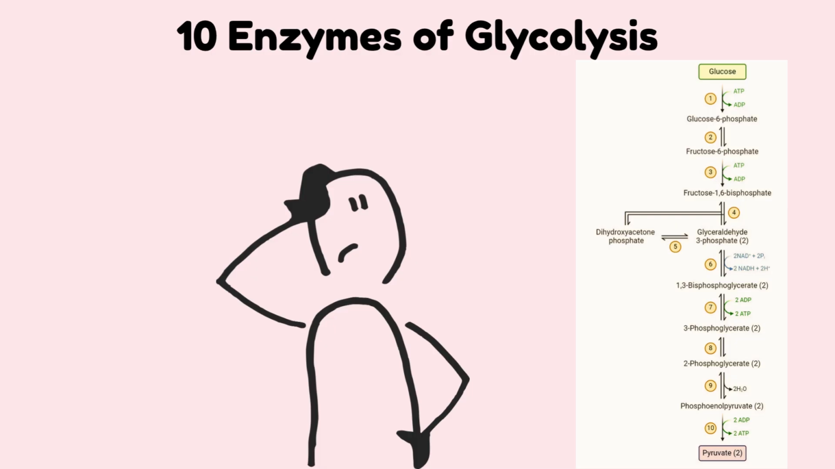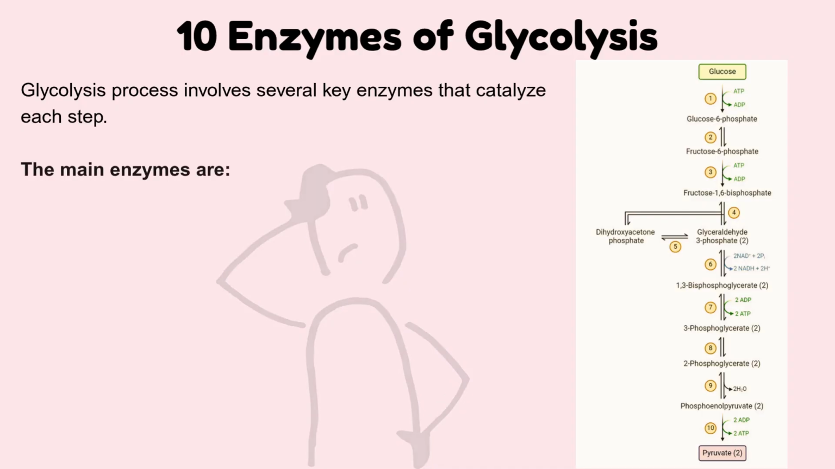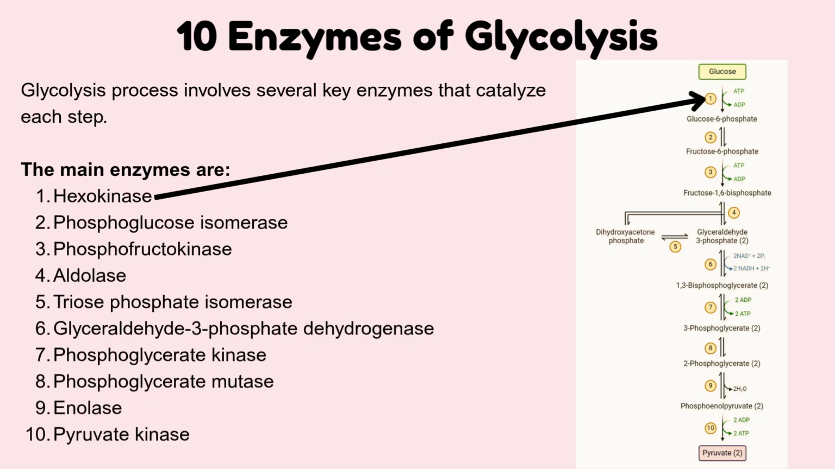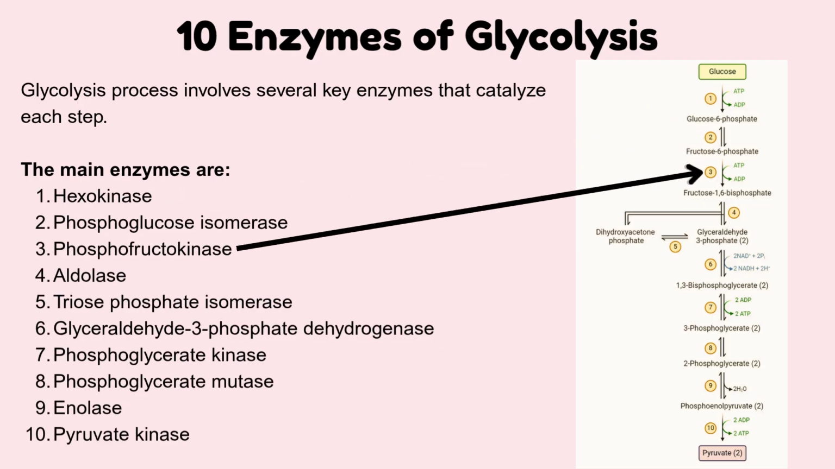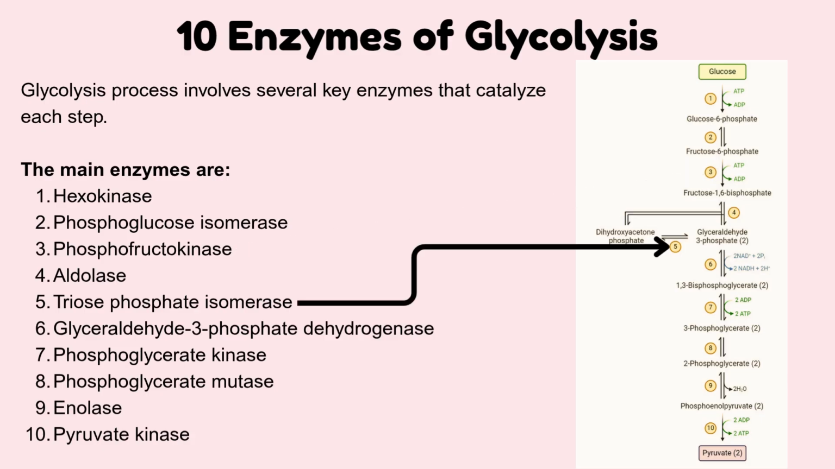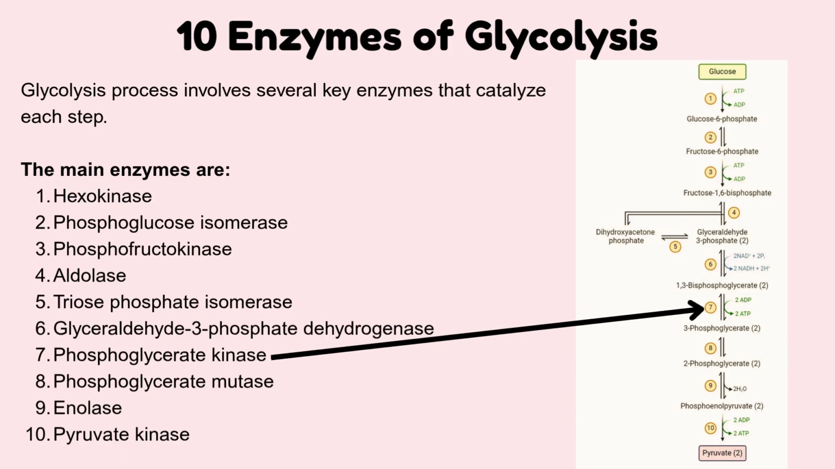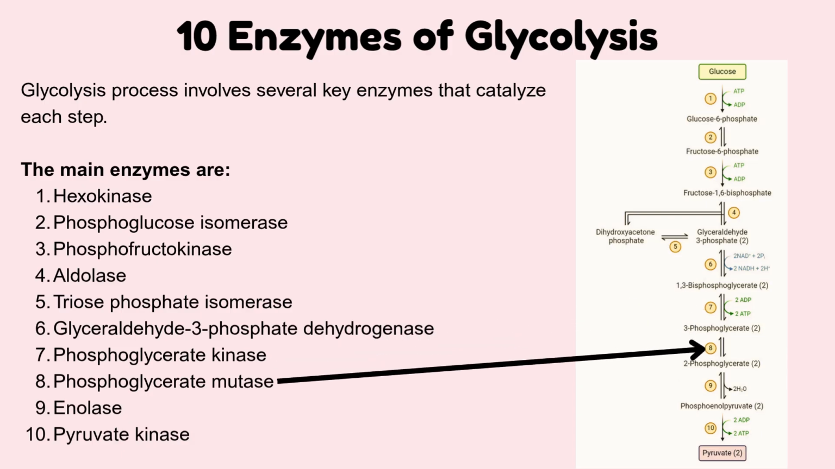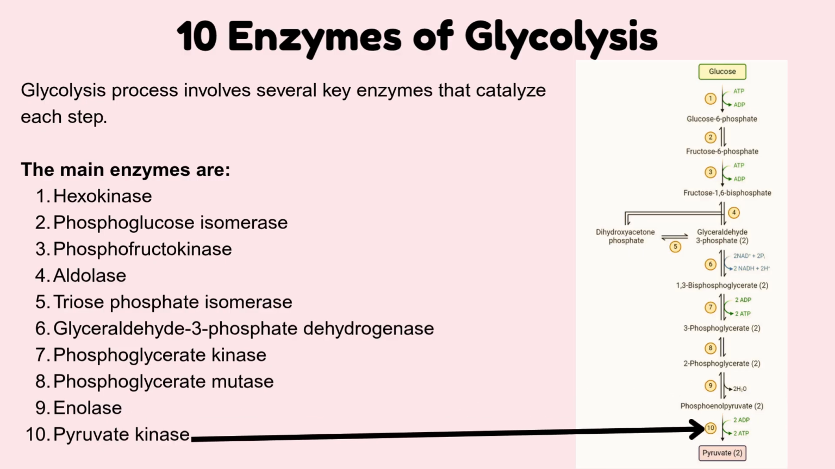What are the 10 enzymes of glycolysis? The glycolysis process involves several key enzymes that catalyze each step. The main enzymes are hexokinase, phosphoglucose isomerase, phosphofructokinase, aldolase, triose phosphate isomerase, glyceraldehyde 3-phosphate dehydrogenase, phosphoglycerate kinase, phosphoglycerate mutase, enolase, and pyruvate kinase.